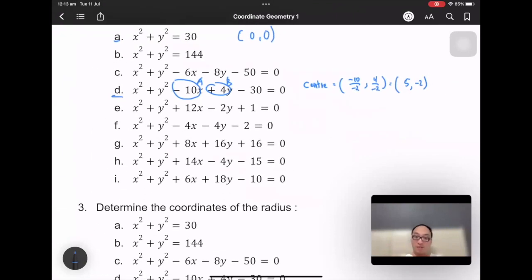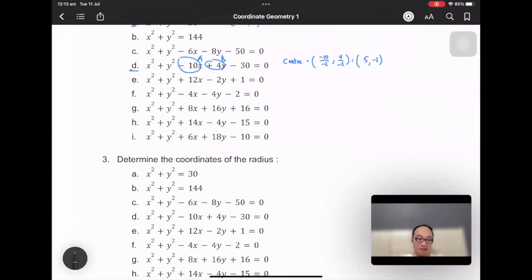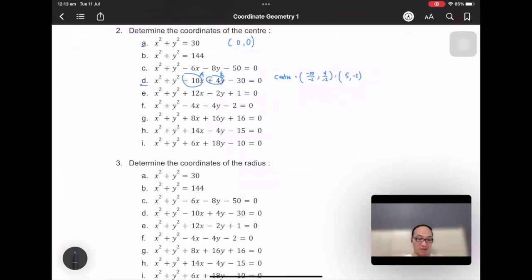That's the example. Number 3. Okay, number 2 and number 3 are the same numbers, but different question. Determine the radius. This is not coordinates here. Determine the radius. So from the first example, x squared plus y squared equals 30. So we know that this is r squared. So r squared equals 30. So r equals square root of 30. In this case, we don't put plus minus because the radius has only positive values.